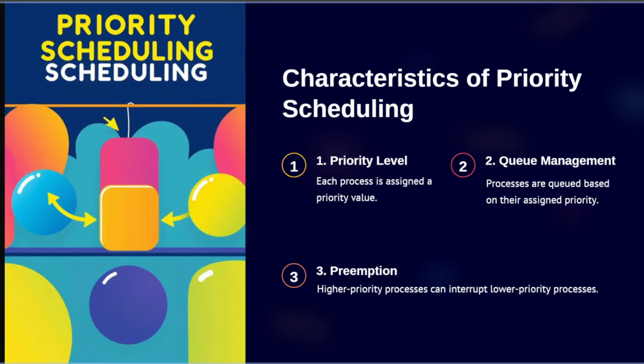Priority scheduling is a CPU scheduling algorithm where each process in the system is assigned a priority value. The scheduler selects the process with the highest priority for execution. There are two types of priority scheduling: preemptive and non-preemptive. In preemptive scheduling, a higher priority process can interrupt a lower priority process. In non-preemptive scheduling, the process continues execution until it completes, even if a higher priority process arrives.